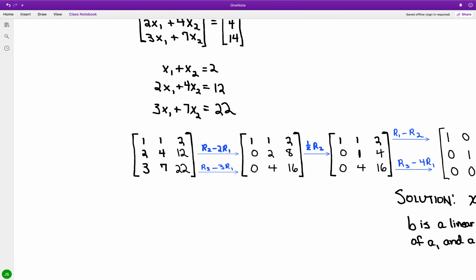And to put this in echelon form, I'm going to make, again, the 2 and the 3 as zeros. So we have R2 minus 2R1. And then I have third row minus 3 times the first row. So I have this transition.